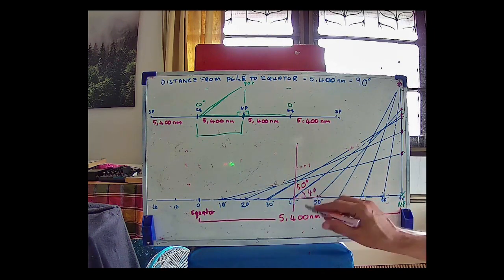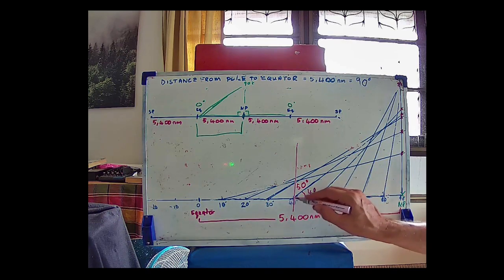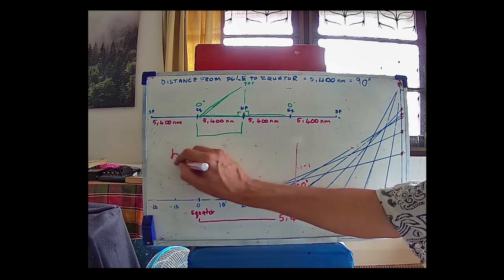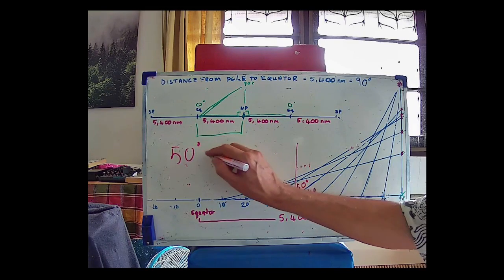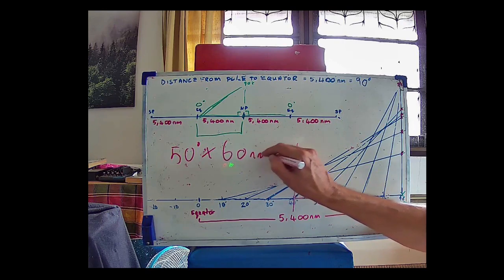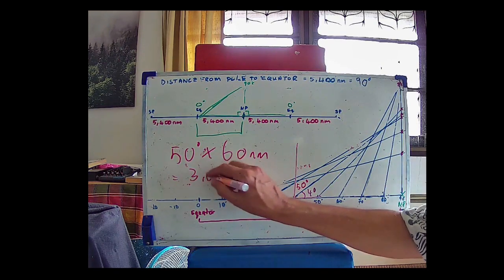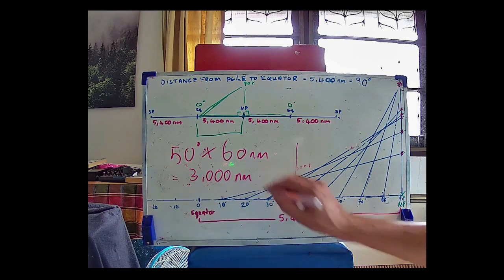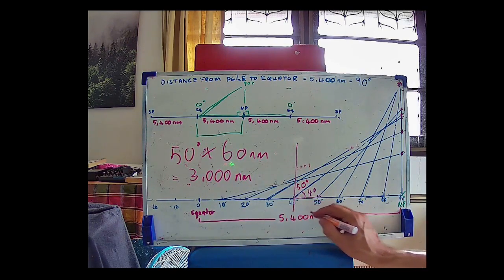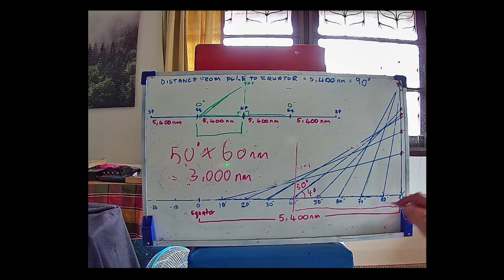So again, the distance between us here at 40 degrees and the North Pole is simply a case of doing the remaining 50 degrees multiplied by 60 nautical miles. 50 times 60 equals 3,000 miles. Okay, 3,000 nautical miles. All right, so right here we know that our distance to the North Pole is 3,000 miles.